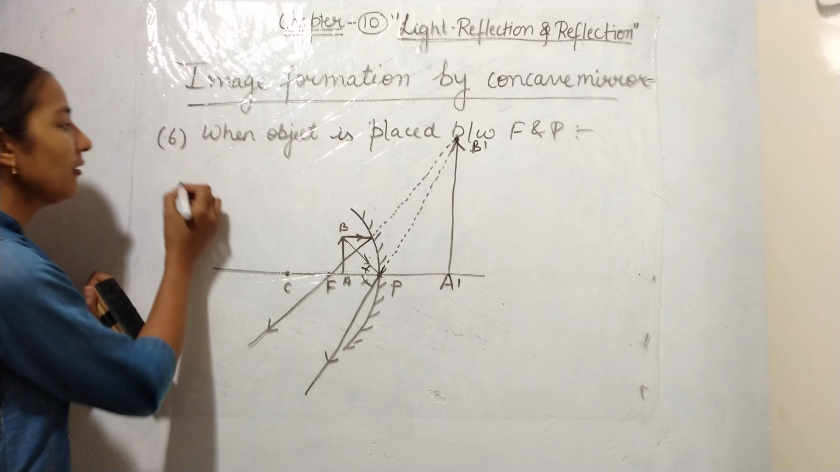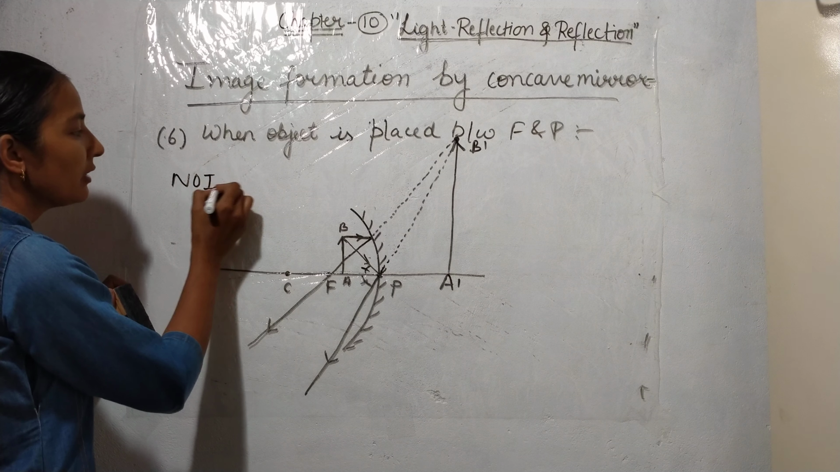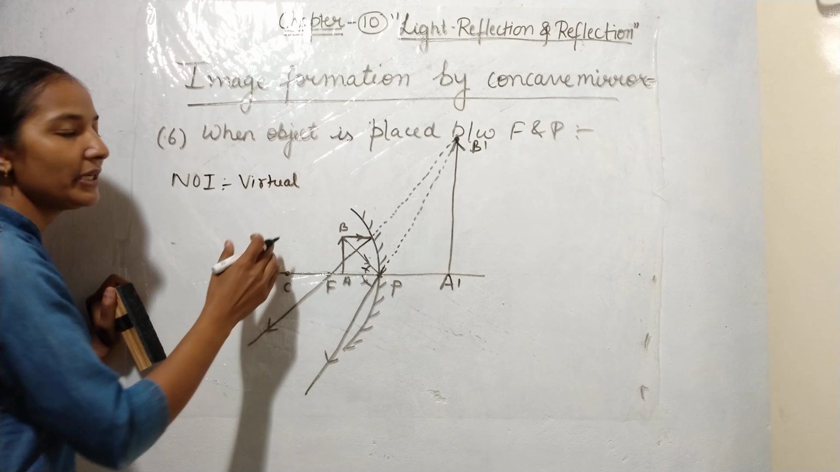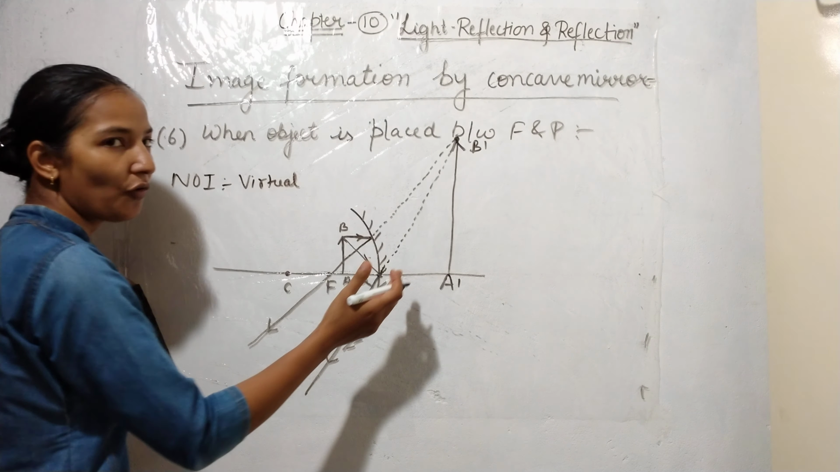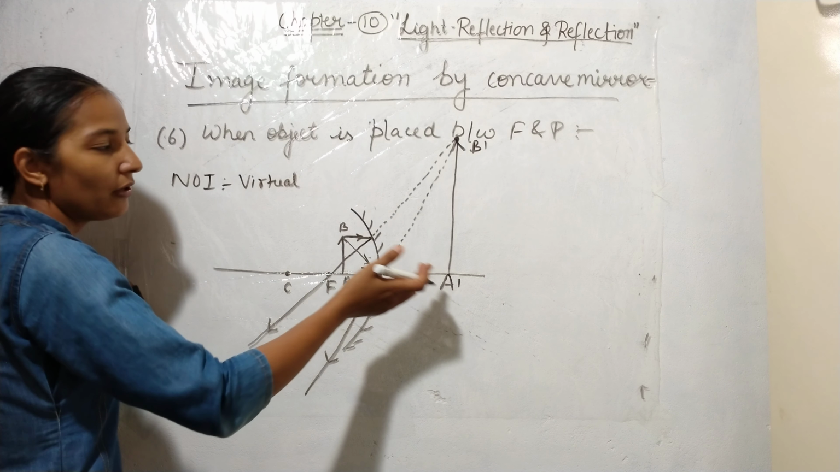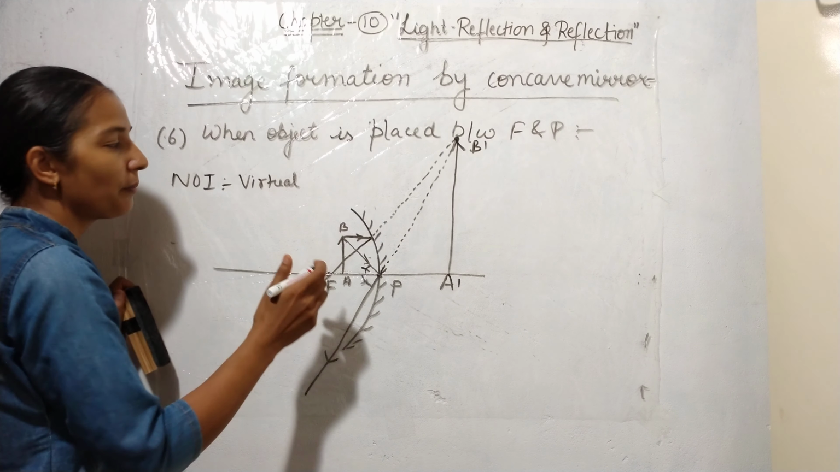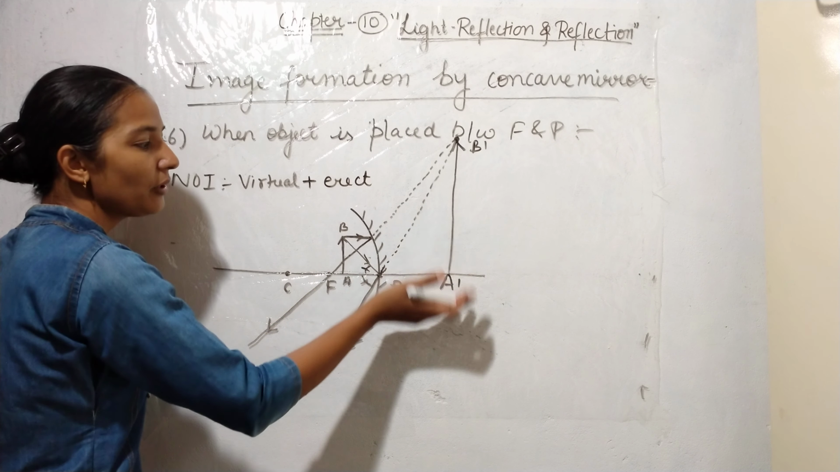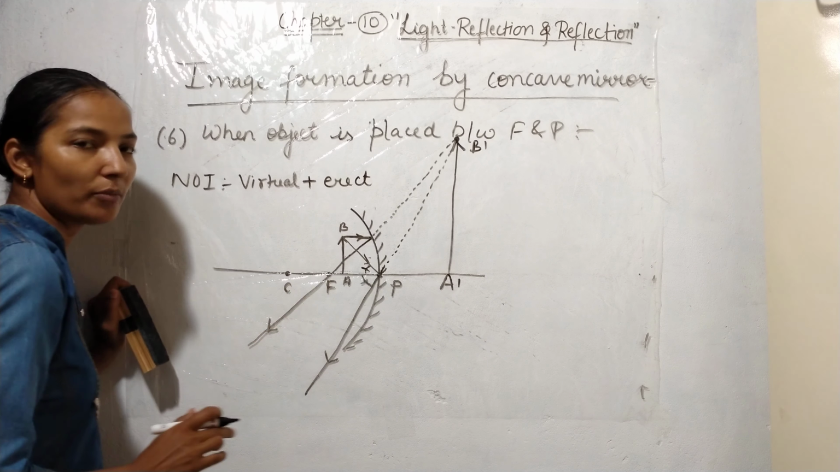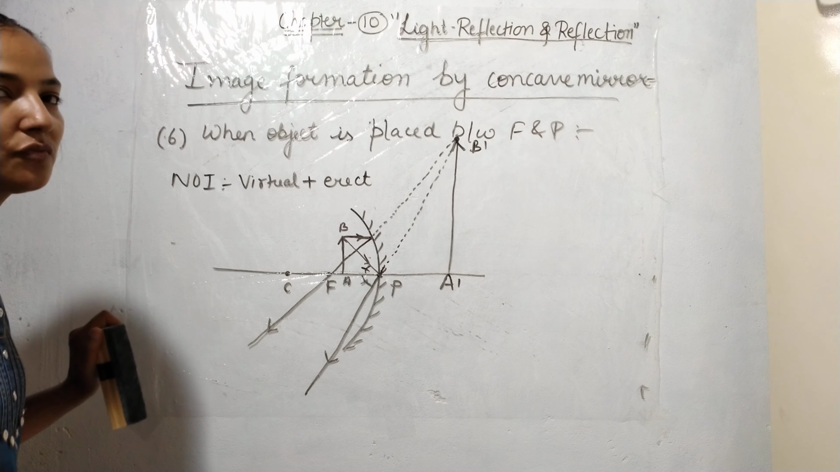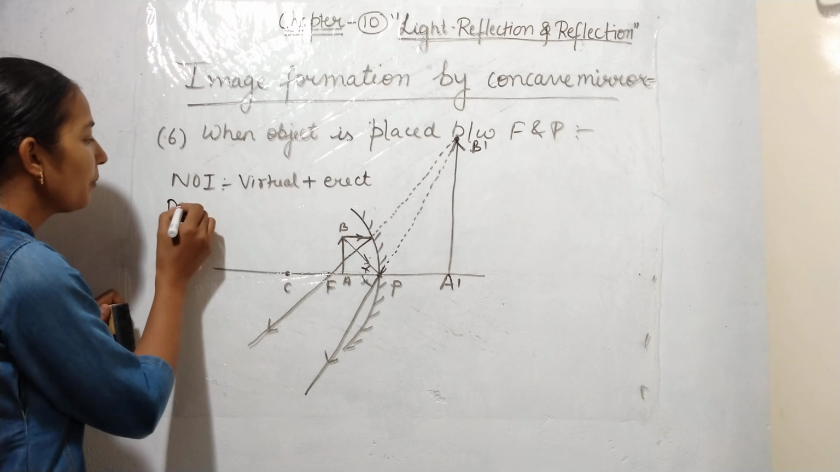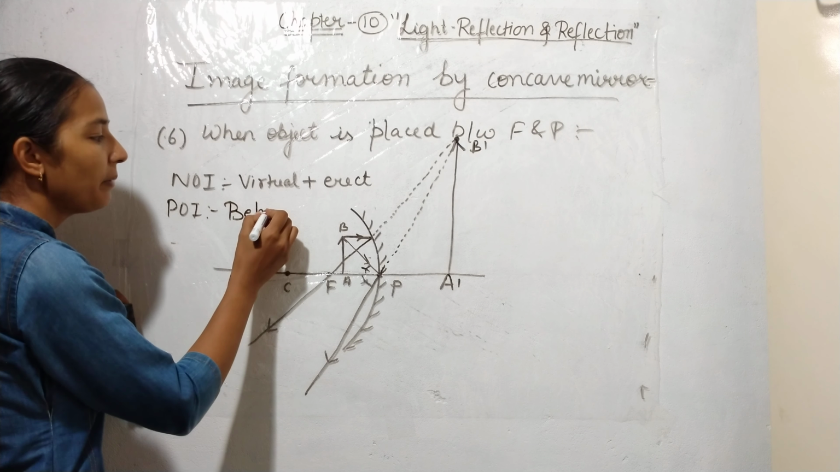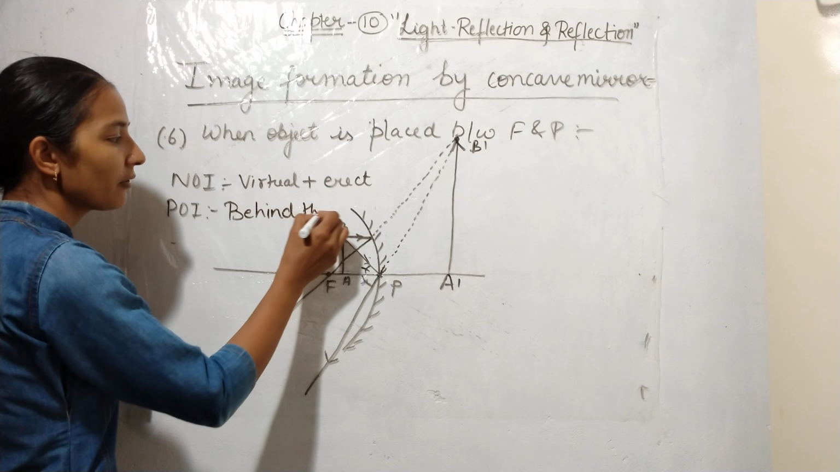So what will be the nature of image? The nature of image is virtual, because a virtual image is one which appears to be formed behind the mirror, and we represent it by dotted lines. It is virtual, and since it is formed above the principal axis, we can say the nature of image is virtual and erect. Second, the position of image: it is formed behind the mirror.